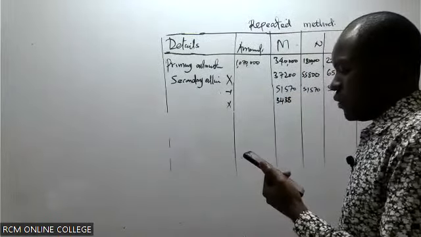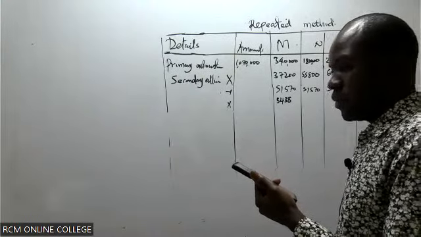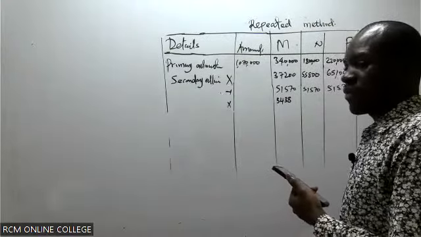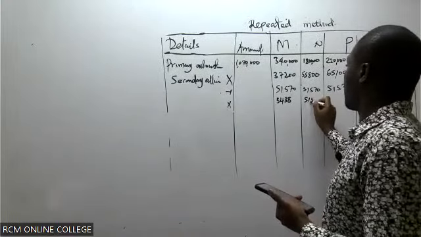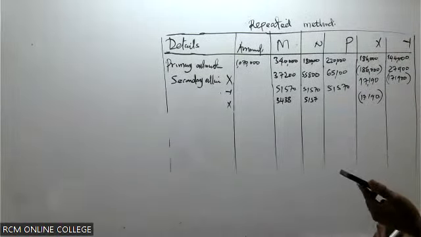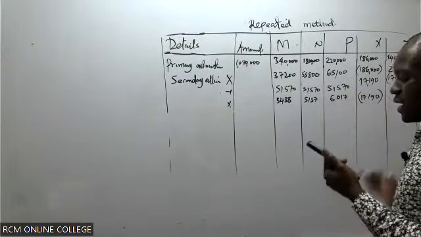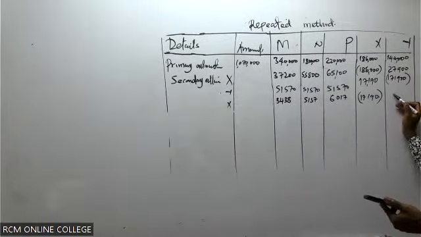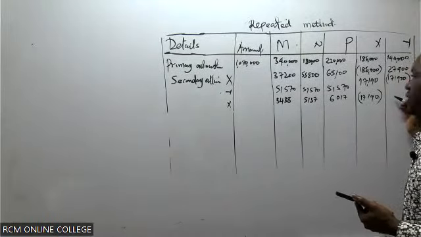Then N will receive 30%. 30% itakuwa ngapi? 30% ya hii itakuwa ngapi hapa? 51, 57. How about this part P? 35% of that itakuwa ngapi? 60, 17. Then finally, Y will be receiving another 15% of this. Itakuwa ngapi hapa? 25.